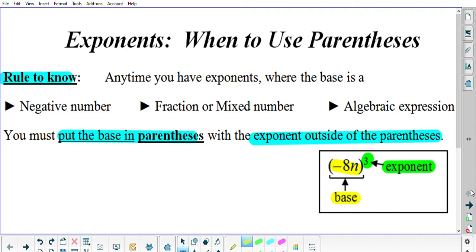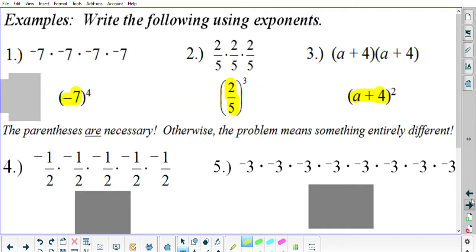That's why the top of your page says, anytime you have exponents and your base is a negative number, a fraction or mixed number, or an algebraic expression, then you must put the base in parentheses with the exponent written on the outside of the parentheses. And hopefully you can see what I'm talking about here on examples 1, 2, and 3.